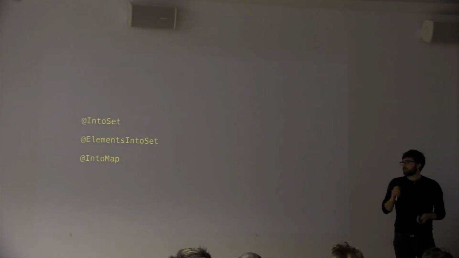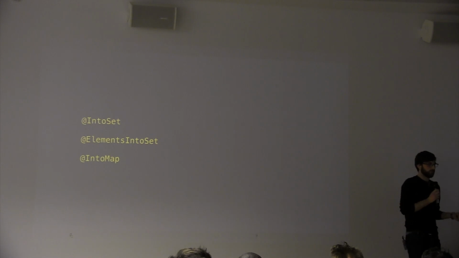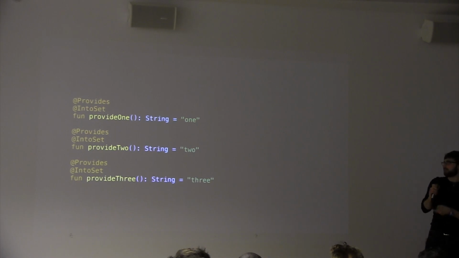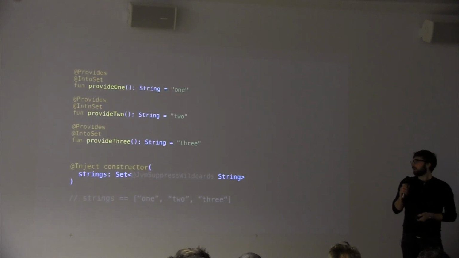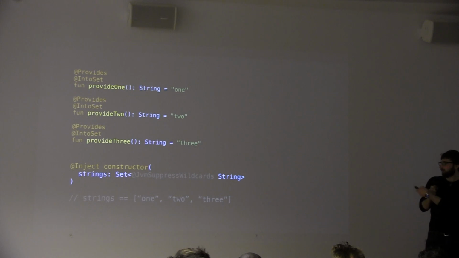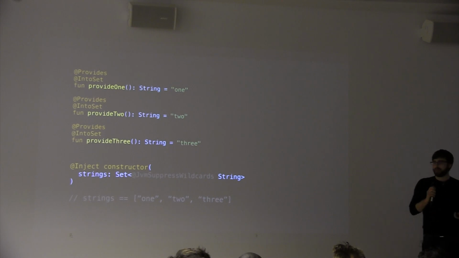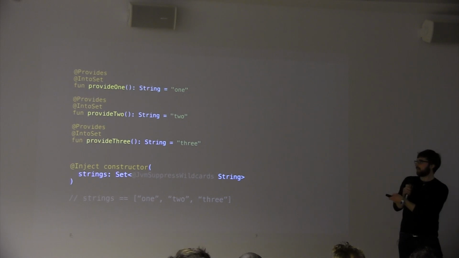There's also these, which are multi-bindings, which are actually really useful features. How it basically works, if we have a set multi-binding, you can have these 3 provides methods that all say into a set. And then you have a binding for a set of strings. And if you inject it, you get that set with 1, 2, and 3. So that's interesting. We've got a way of making bindings available in modules, and we've got multi-bindings.